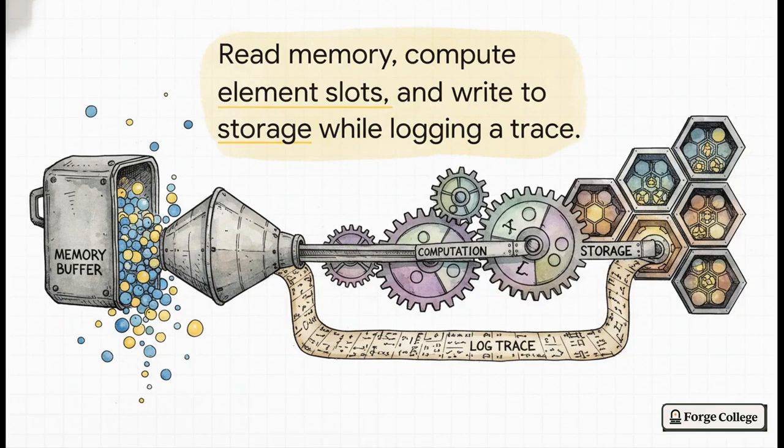And finally, phase 3. This is where the magic happens, guys. Our commit routines will sequentially read from our memory buffer dictionary, compute the exact element or mapping slots using those math helpers we just made, and then write those values directly into our storage dictionary. Oh, and as it does all this, it's going to log a trace of every single action so we can see the exact step-by-step lifecycle of our data.